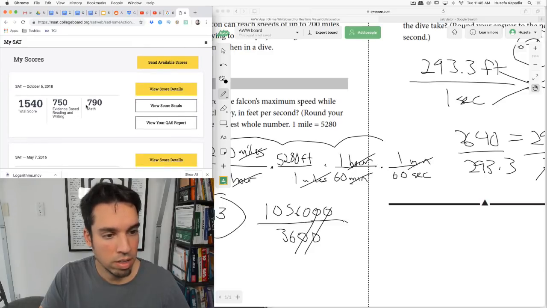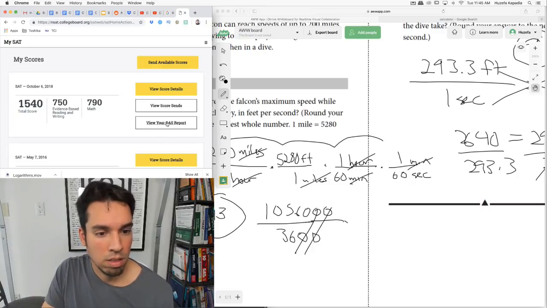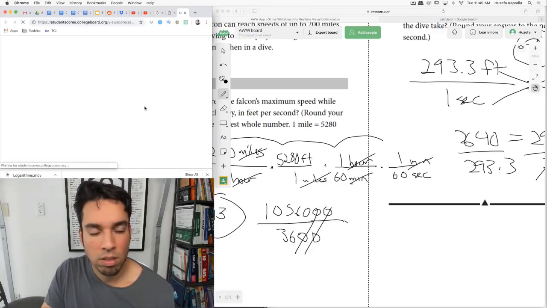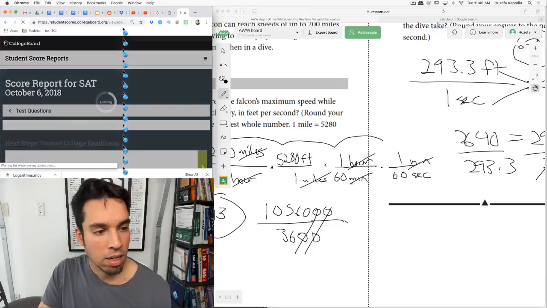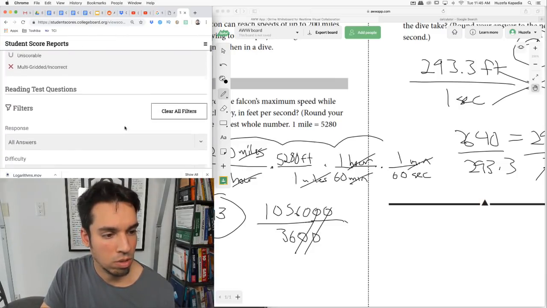All right, this is the one. So I remember I told you I got one wrong, so that's why I got a 790 on the math. It's like craziness. I was really upset about that. And because it wasn't a particularly difficult problem, it was just like a really silly mistake.